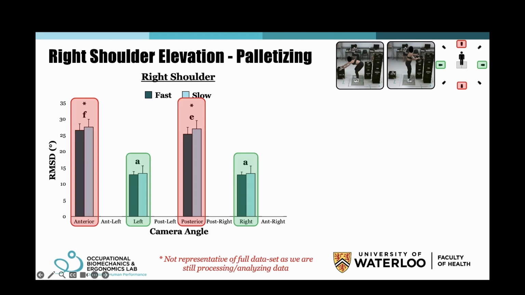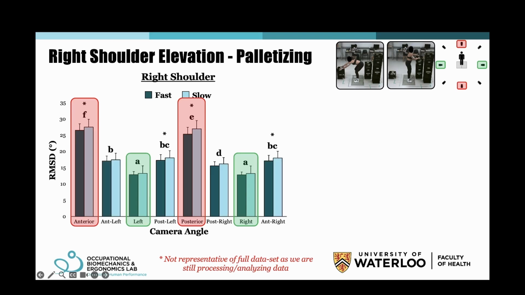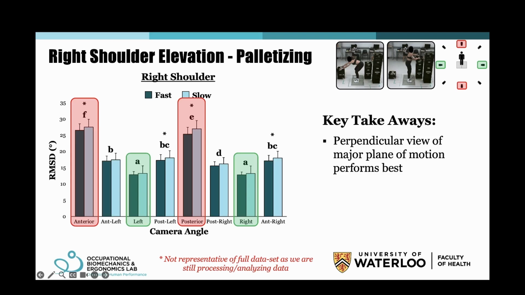From the side, we're seeing the greatest plane of motion, the flexion extension of the shoulder elevation. And when we go to the anterior side, we have those pillars of crates in front and behind that lead to some potential occlusions in the body, and then some greater differences and tracking errors between the computer vision tools and Theia Markerless. And then the other camera angles kind of fill in the gaps in between. So again, key takeaways: perpendicular view of the major plane of motion is performing best.